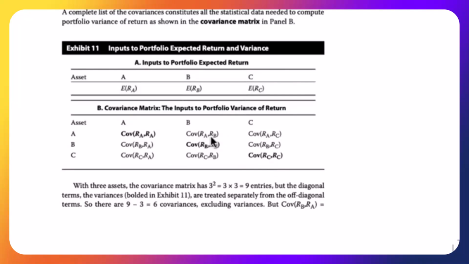This is the covariance of RA, RB. This is the covariance of RB, RA. These are the same numbers. So in this matrix, this 3 by 3 matrix, there are 9 entries. 3 are variances, 6 are covariances, but there are only 3 unique covariances.